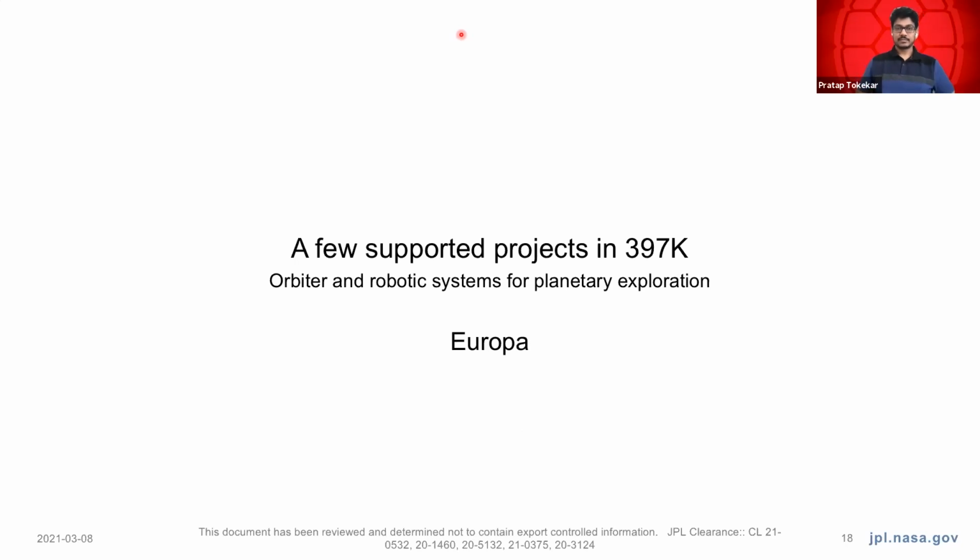All right, so now that you kind of understand what AI does at JPL, I want to spend some time presenting some of the current projects that are being supported by my group and other groups. Essentially, they're just orbiter and robotic systems for planetary exploration, and I've grouped them by the planet that we're trying to explore. So starting with Europa.